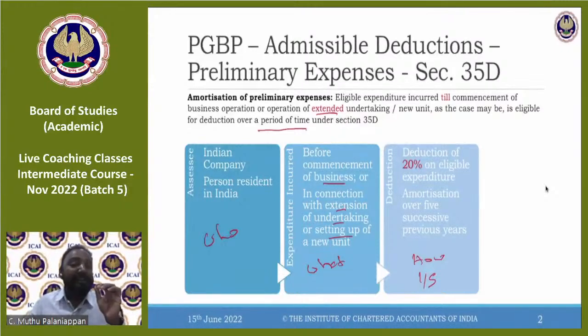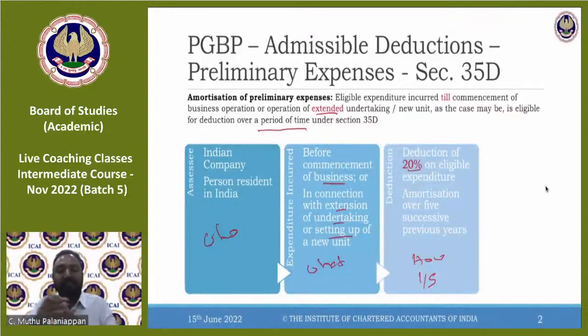Now I'm going to ask you a linking question, based on what we have already understood. Where else did we see that it can be claimed over a period of 5 years? We are talking about section 35D, preliminary expenses, and we are saying it can be claimed over a period of 5 years. Tell me any other provision which you remember. It need not be business, it could be any other provision where we said it can be claimed over a period of 5 years. When you say 5 years, it is 1/5, or you can also call it 20% of eligible expenditure. That's the deduction.